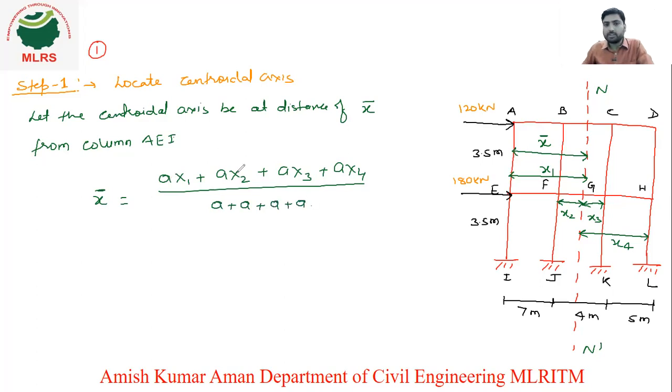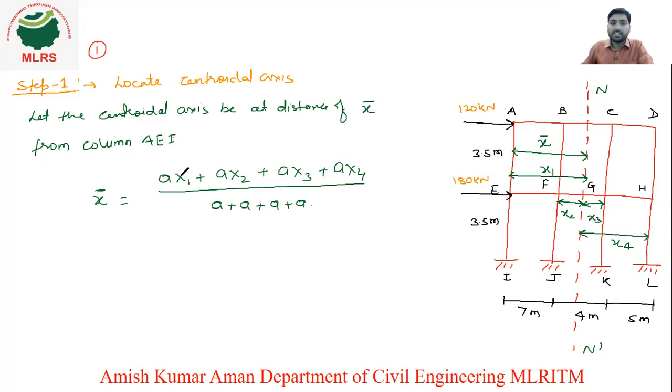See, this is (a1 x1 + a2 x2 + a3 x3 + a4 x4) divided by (a1 + a2 + a3 + a4). But in this question, it is already mentioned the area of the columns is the same. And when we solve any problem by using the portal method or cantilever method, we consider the cross-sectional area of the columns to be the same. If we are going for the factor method, then the area may be different. So here we have already assumed the area of these columns is the same. That's why I have taken a for each one. Area of this column is a, area of this column is a, area of this column is a, and area of this column is a.